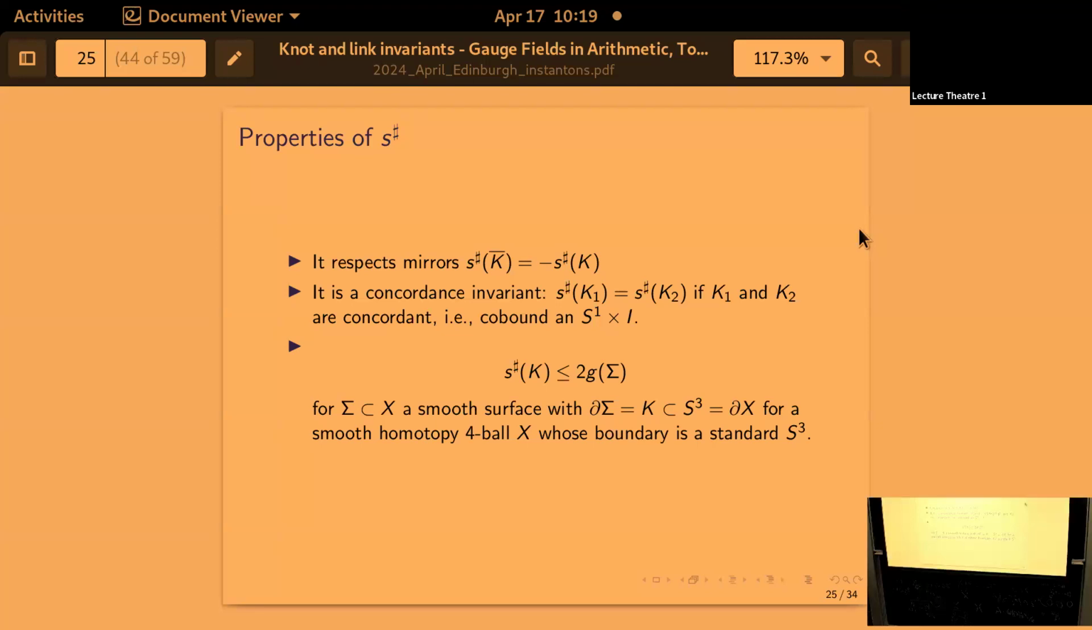What do you mean by bounds genus? Oh, so like that inequality there? Yeah, it's basically this inequality.